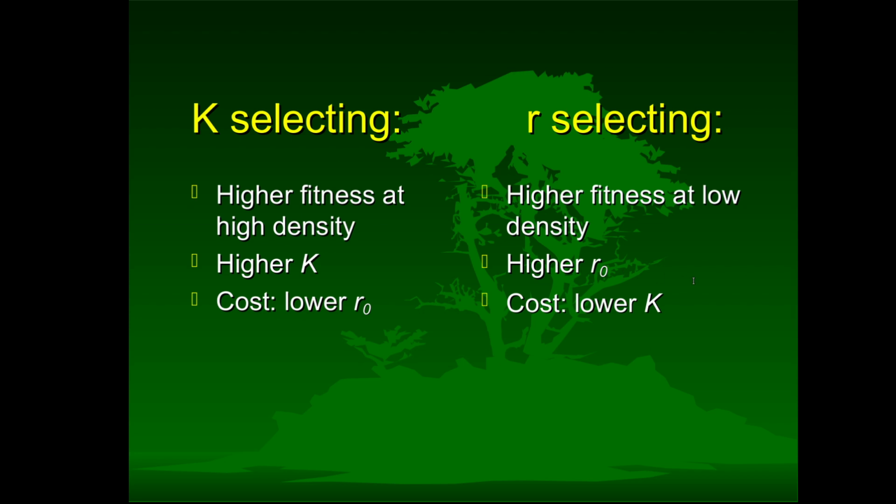But again, because of trade-offs, inevitably evolution of greater fecundity or higher R0 and faster development means loss of ability to compete for resources at high population density. Therefore, the carrying capacity is reduced. So the cost is a lower carrying capacity. Evolution of higher R0 comes at a cost, lower carrying capacity.